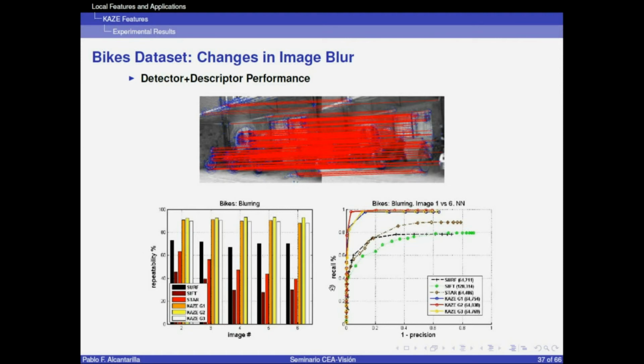And the right figure shows recall versus 1 minus precision. This measures the detector and descriptor performance. Again, we can observe that the different versions of KAZE obtain much higher recall than the rest of the competitors for any level of 1 minus precision.